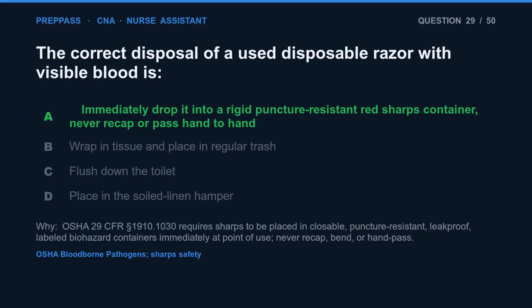The correct answer is A. OSHA 29 CFR Section 1910.1030 requires sharps to be placed in closable, puncture-resistant, leak-proof, labeled biohazard containers immediately at point of use, never recap, bend, or hand pass.